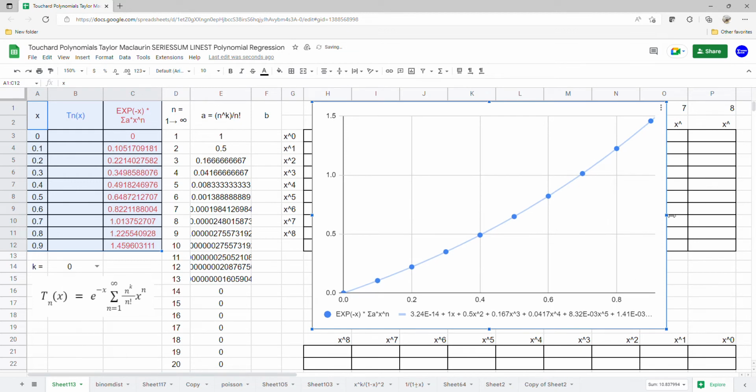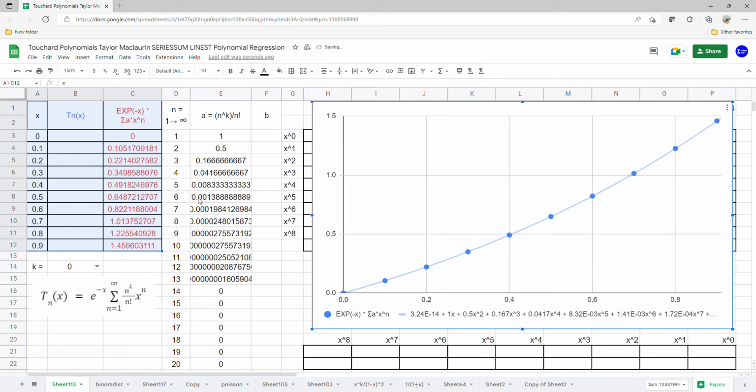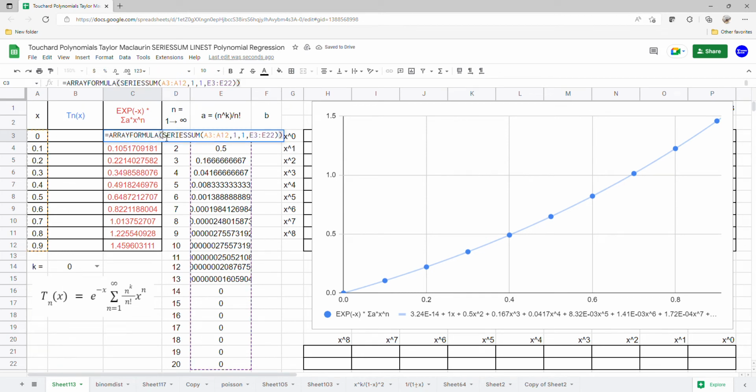We continue, we factor in e to the minus x. So we multiply this again by e to the minus x, exponent of negative x. That's e to the minus x. This is the portion here.